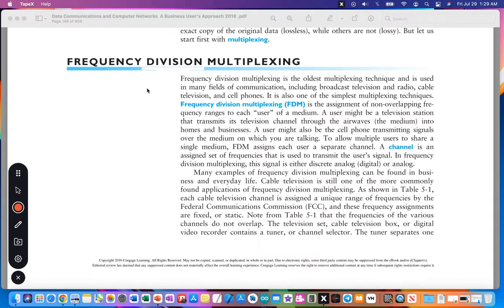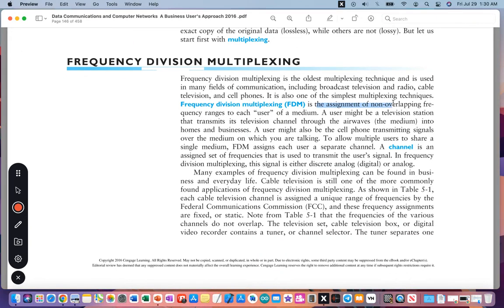Frequency division multiplexing, FDM, is the assignment of non-overlapping frequency ranges to each user of a medium. And we have the term channel, which is an assigned set of frequencies that is used to transmit the user's signal.